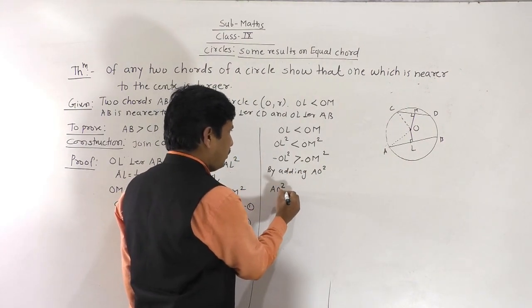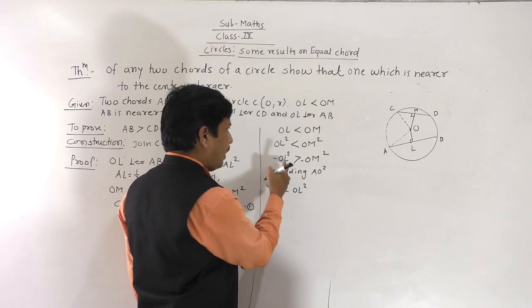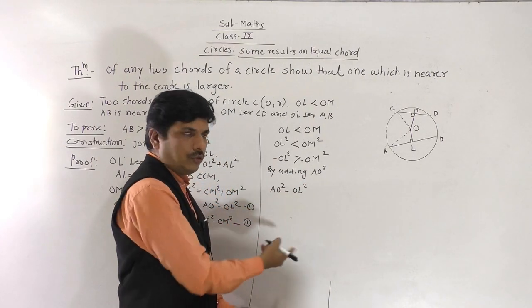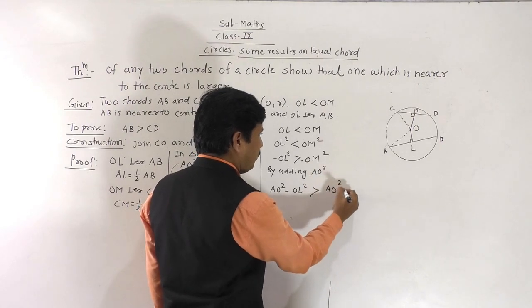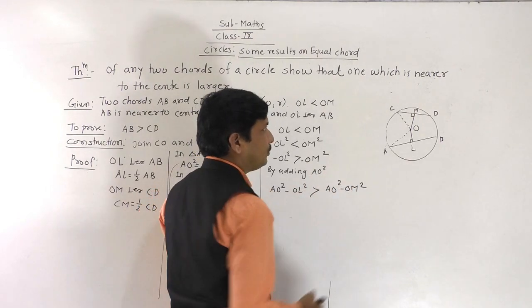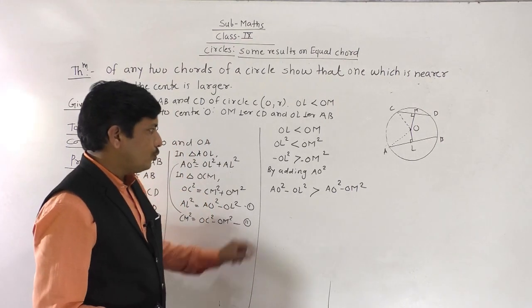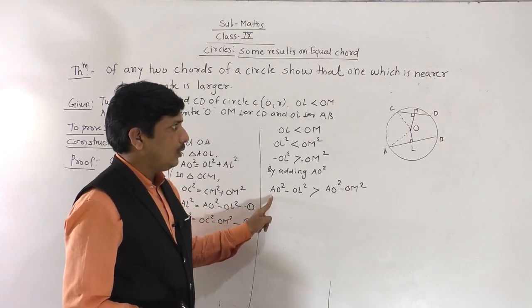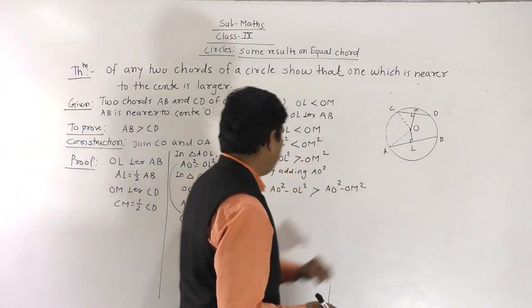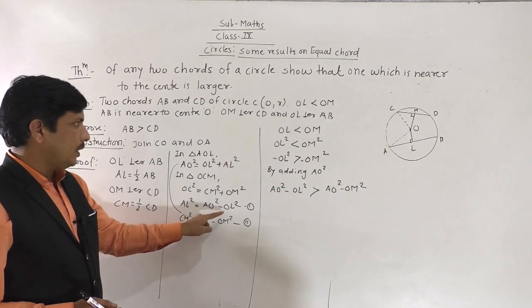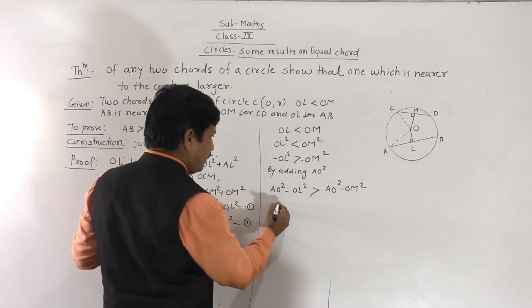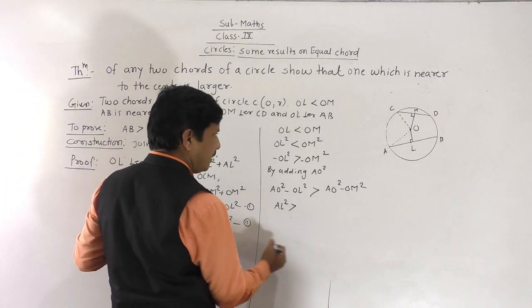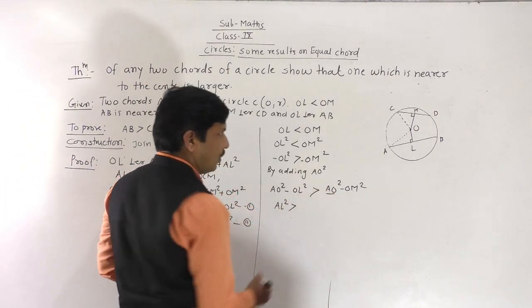AO square minus OL square. I am adding, so my negative sign is going to remain as it is, is greater than AO square minus OM square. Okay. So here we have AO square minus OL square is equal to AL square. So that I will replace here. AL square is greater than AO square, we can replace.